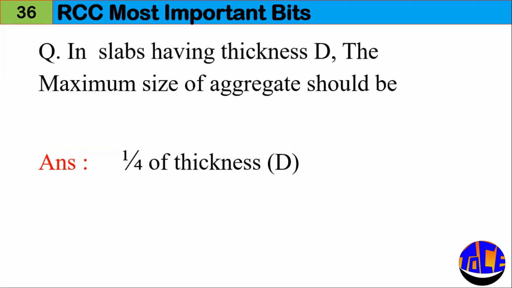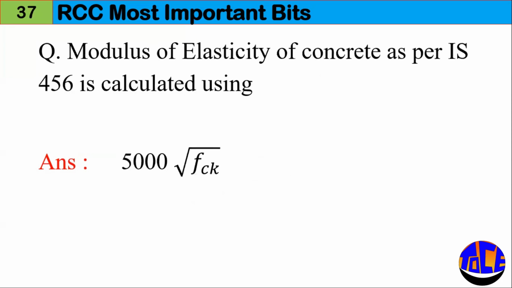Question number 36. In slabs having thickness D, the maximum size of aggregate should be 1/4 of the thickness, or 1/4 of the capital D. Question number 37. Modulus of elasticity of concrete as per IS 456 is calculated using 5000 under root fck.